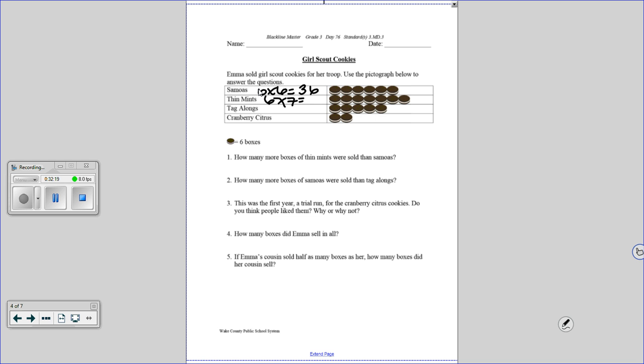Count on one more group. Do it now. Ready? 36. 37, 38, 39, 40, 41, 42.